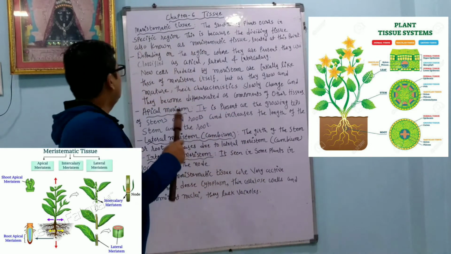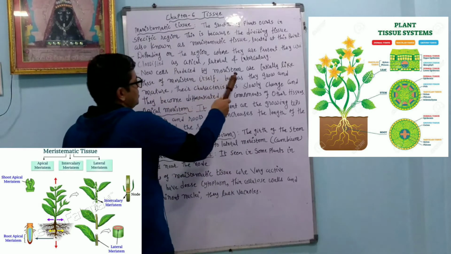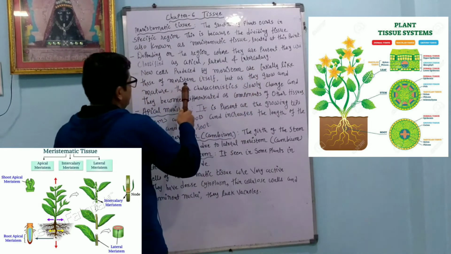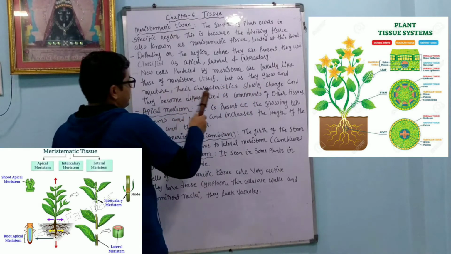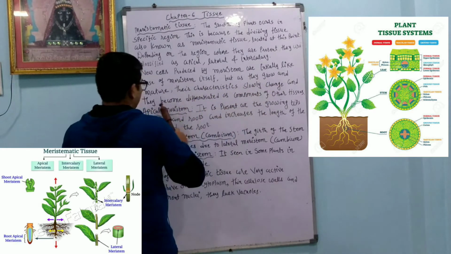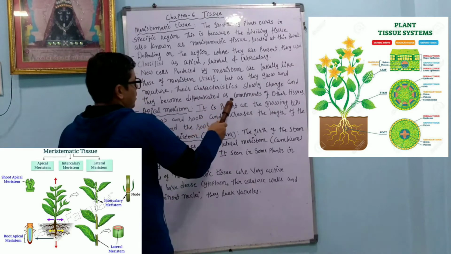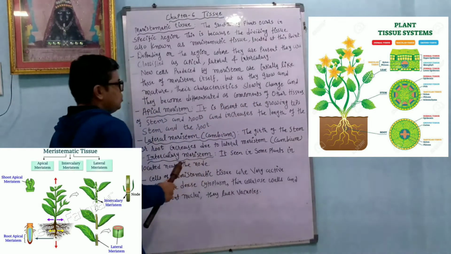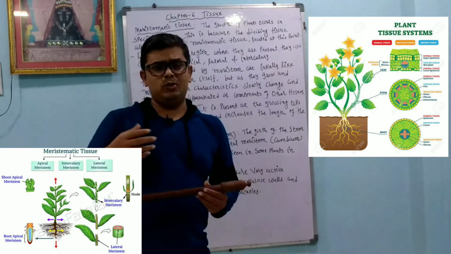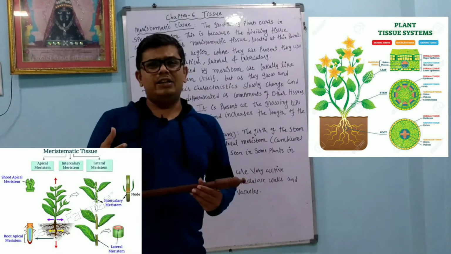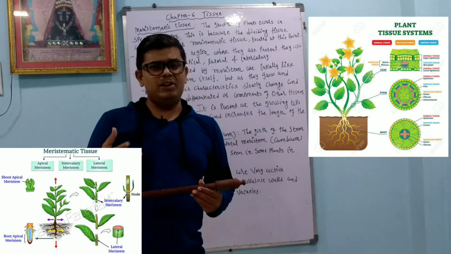New cells produced by the meristem are initially like those of the meristem itself, but as they grow and mature, their characteristics slowly change and they become differentiated as components of their tissue. So initially the meristematic cells are the same, but when they start growing, more cell division occurs, and at that time their characteristics become different.